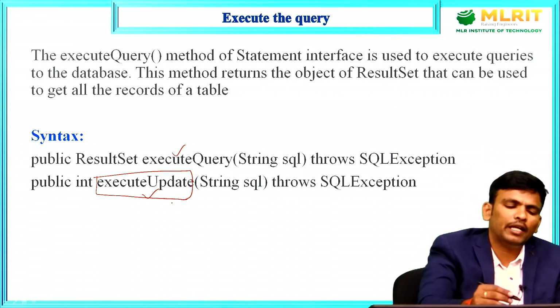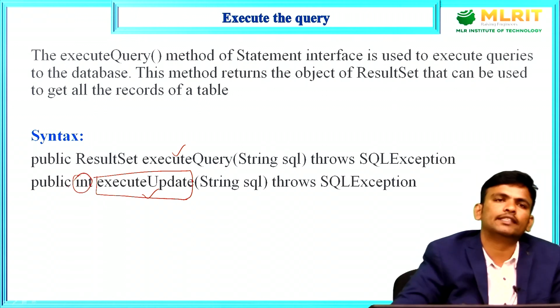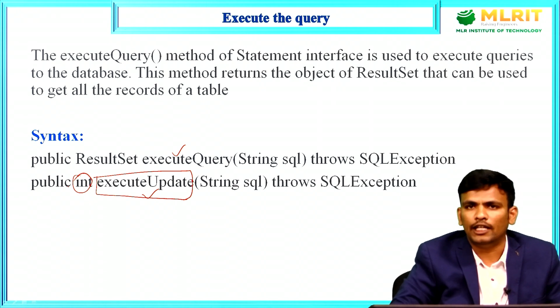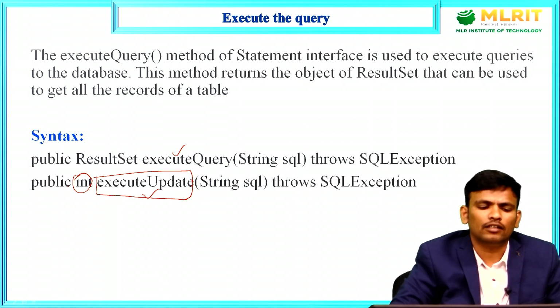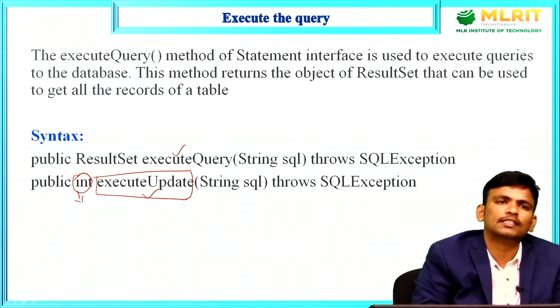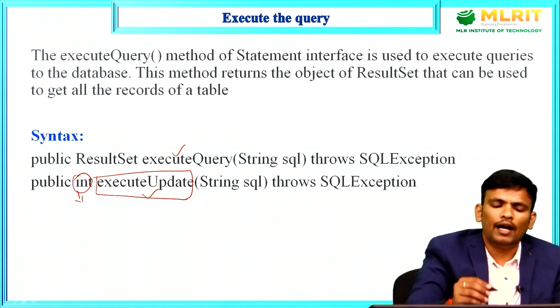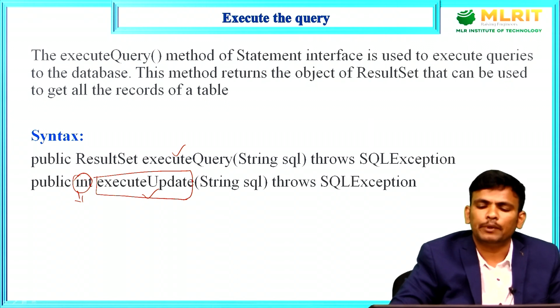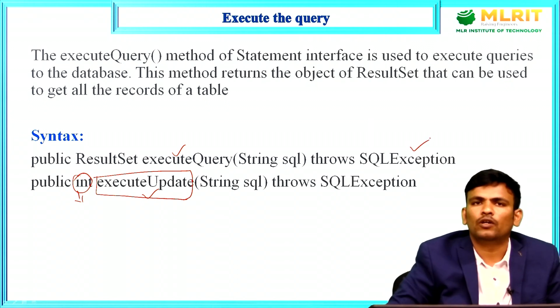And the executeUpdate method always returns an integer, meaning how many rows are deleted, how many rows are updated, or how many records are inserted. That number will be returned, and that number is nothing but an int type. And again, if you are using either of these methods, it will generate SQLException only, so compulsorily we need to handle it with either the try catch or the throws keyword.